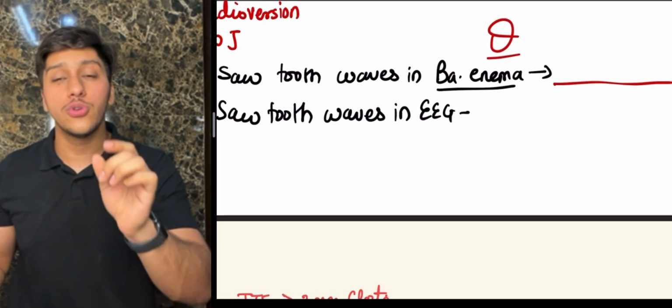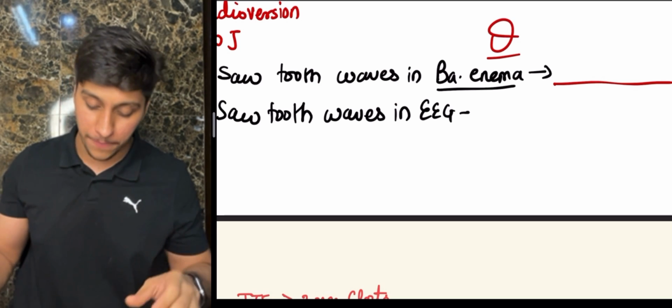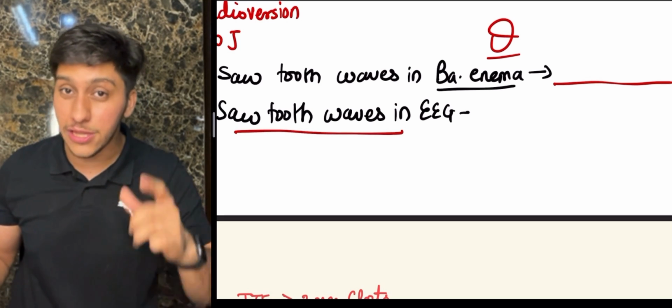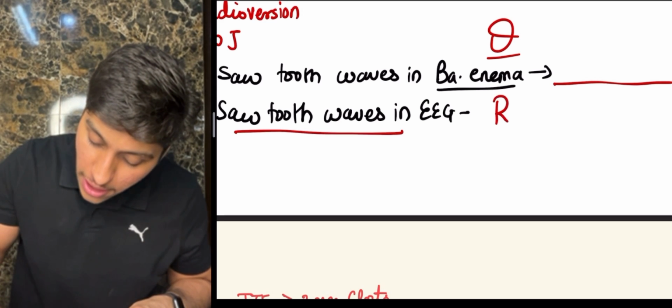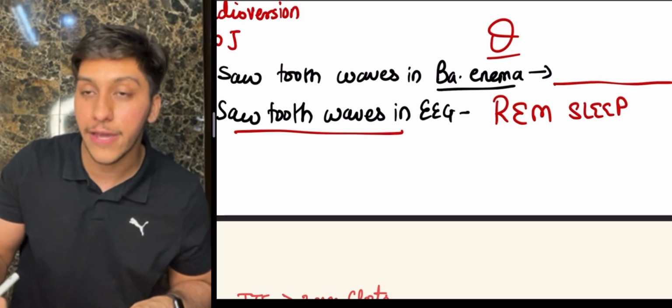Okay, where do you see sawtooth pattern in barium anemia? This is a highly repeated PYQ question. Another PYQ question is sawtooth waves which you see in EEG in the brain. That is seen, guys, in the REM sleep. Okay, that is seen in the REM sleep.